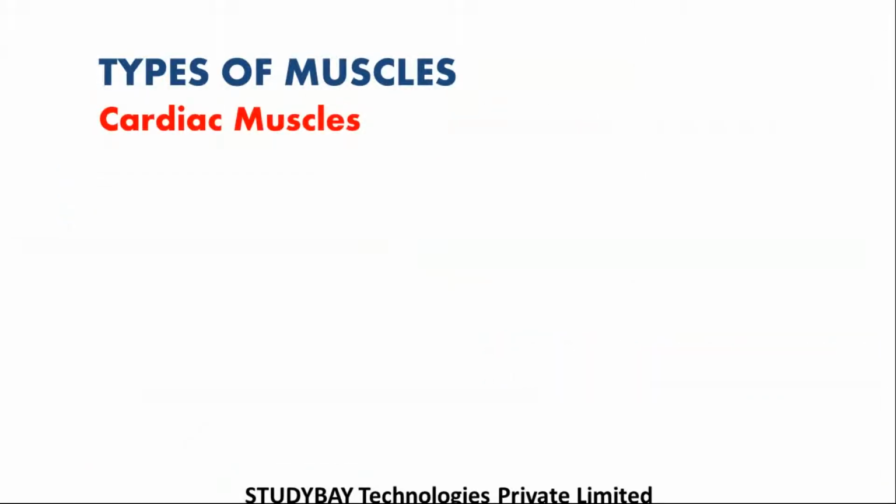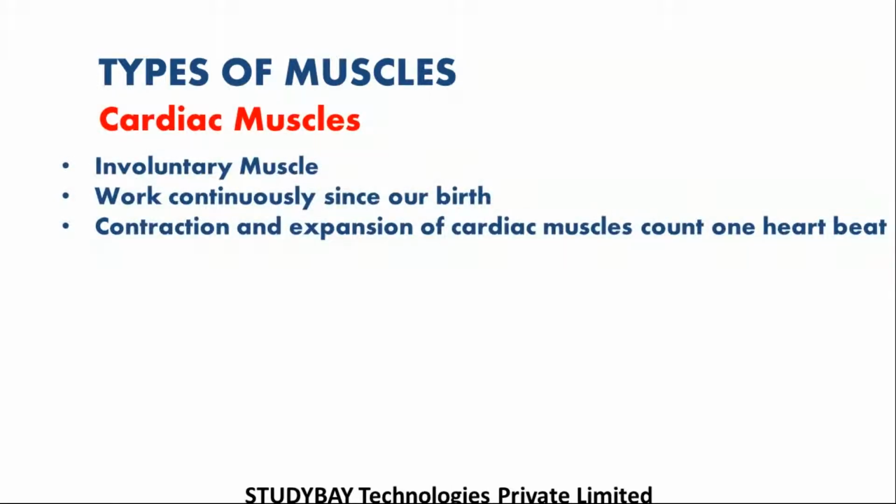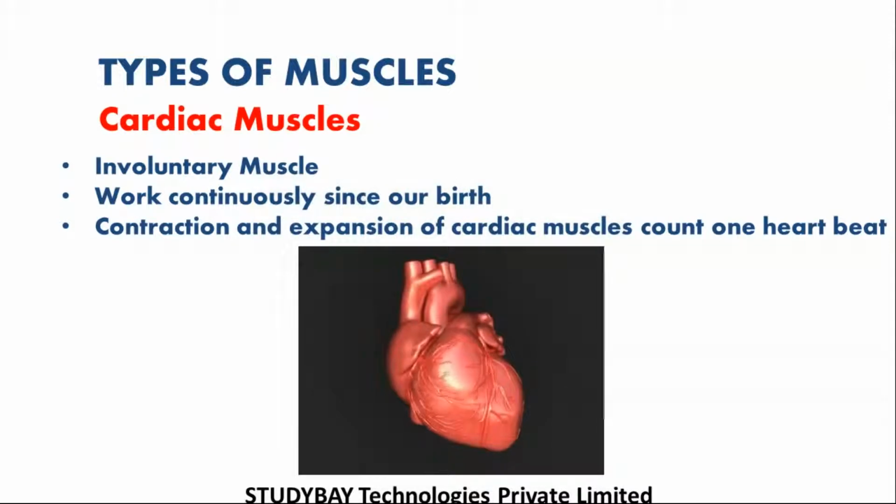Then we have cardiac muscles. Again, this is an involuntary muscle, the muscle that we cannot control actually. It works continuously since our birth. The contraction and expansion of cardiac muscles count as one heartbeat. You can see here the cardiac muscle. We can see here this heart is beating, and one heartbeat is the contraction and expansion of the cardiac muscle.